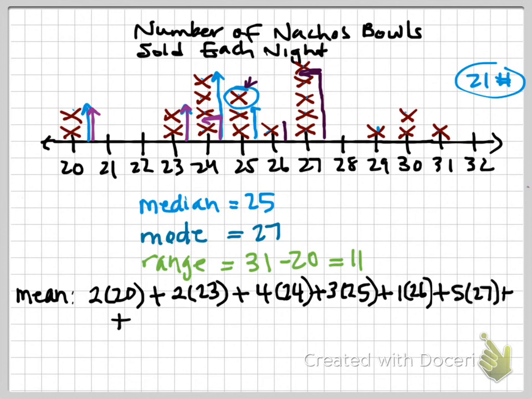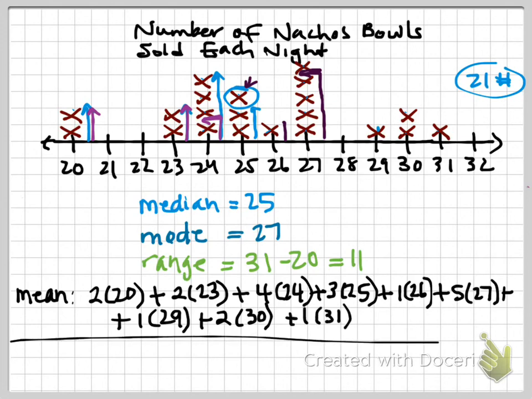I'm going to add to that. I have 1 number that measures 29. I have 2 numbers that measure 30. And I have 1 number that measures 31. Then I divide that by how many numbers there are. How many x's were there all together? 21. And I would divide that by 21.